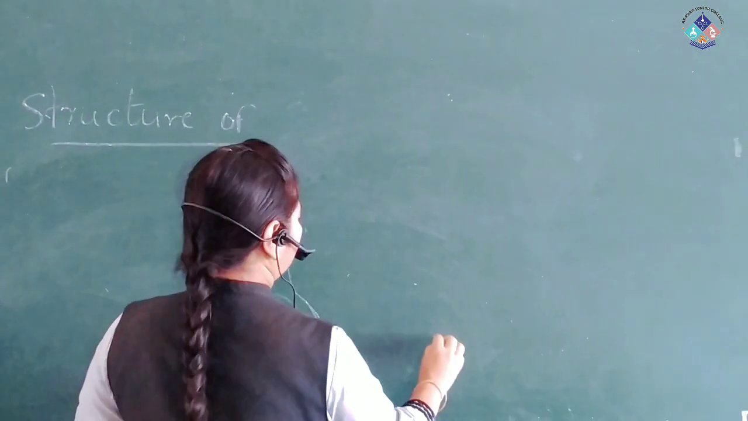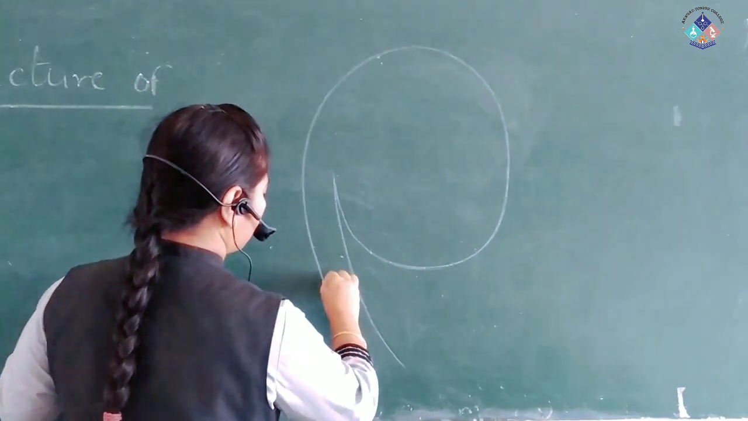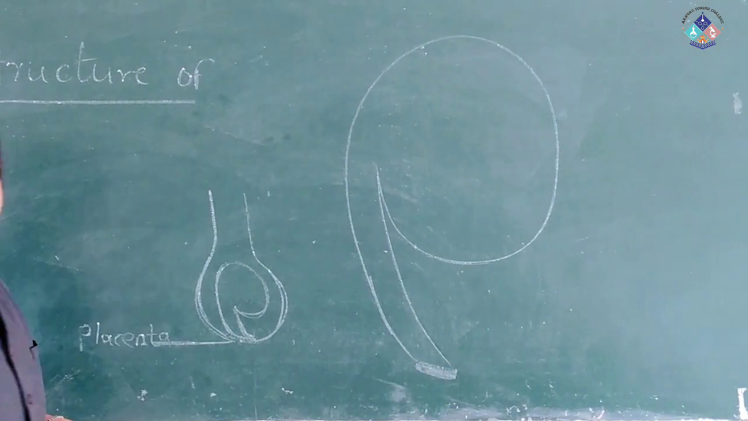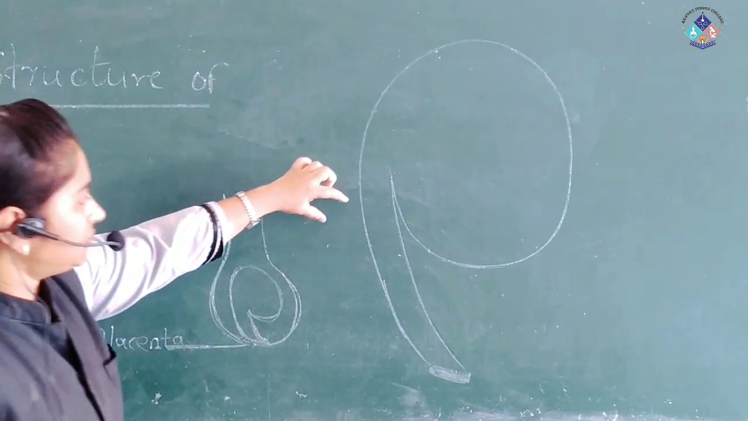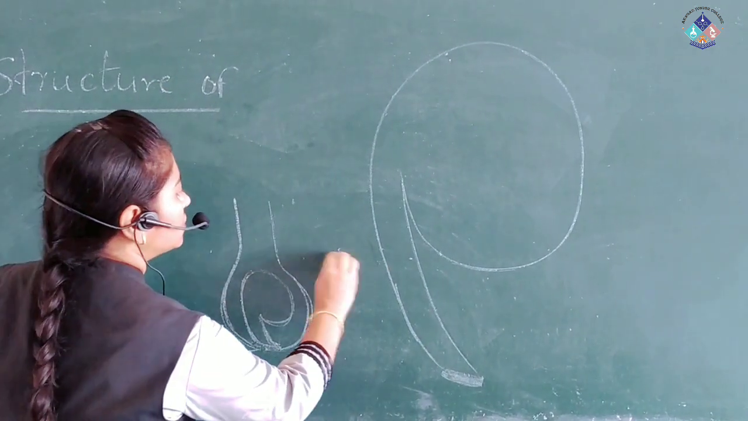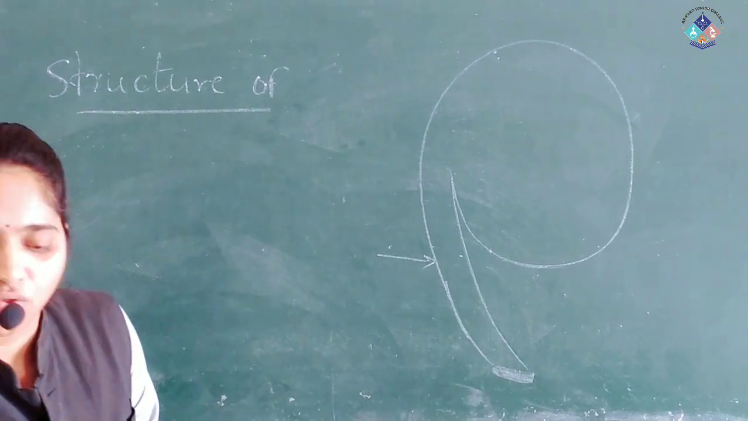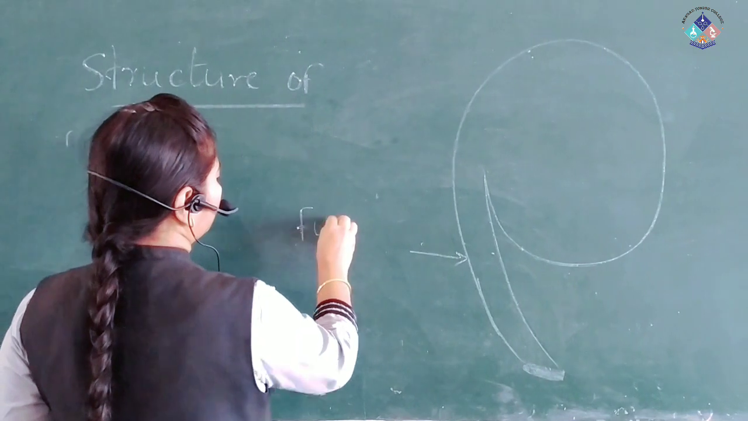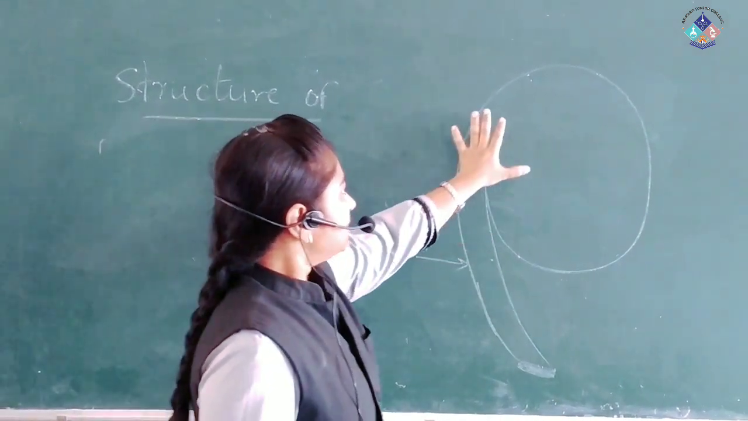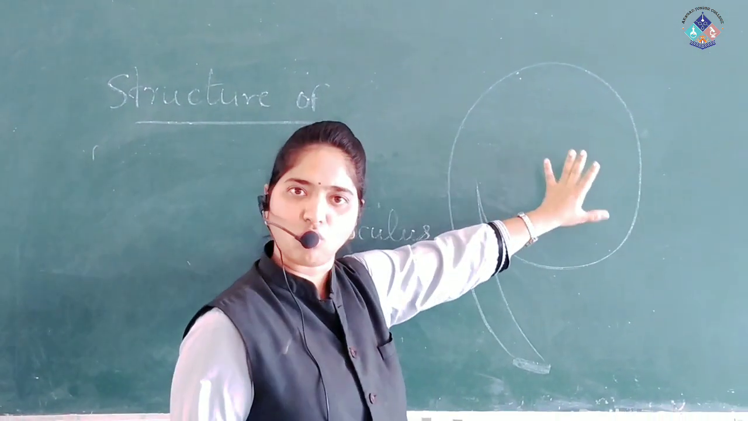Okay, see, this is the Anatropous ovule. Okay, you can see this is the placenta over here. See, placenta. Then this is called stalk of ovule. This is called stalk of ovule. The stalk of ovule is called funicle or funiculus. It is called funiculus. Okay? And this part is called body of ovule. This is stalk, this is body.